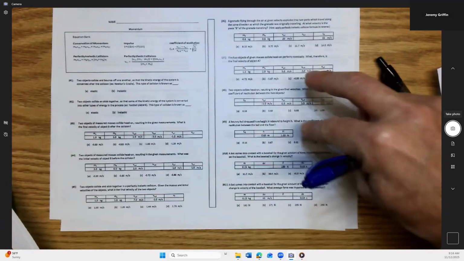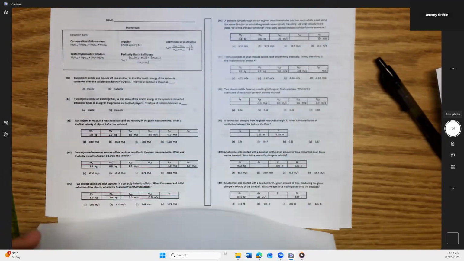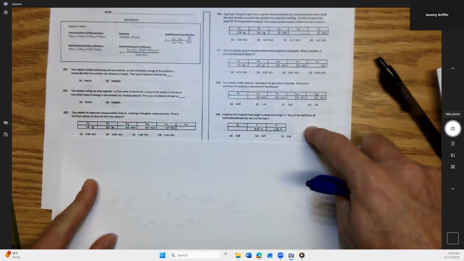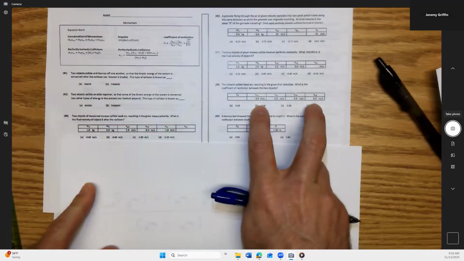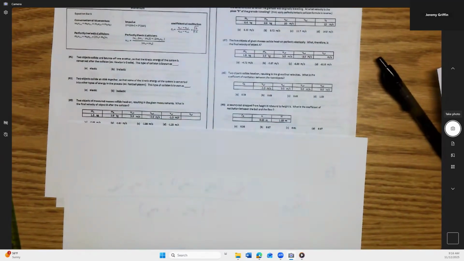Number 8, number 9, both involve coefficient of restitution. Let's say like how bouncy is an object. I do want to do a lab with you guys that looks a lot like number 9, probably next week. But how bouncy is a collision? So here, this one is pointed out.